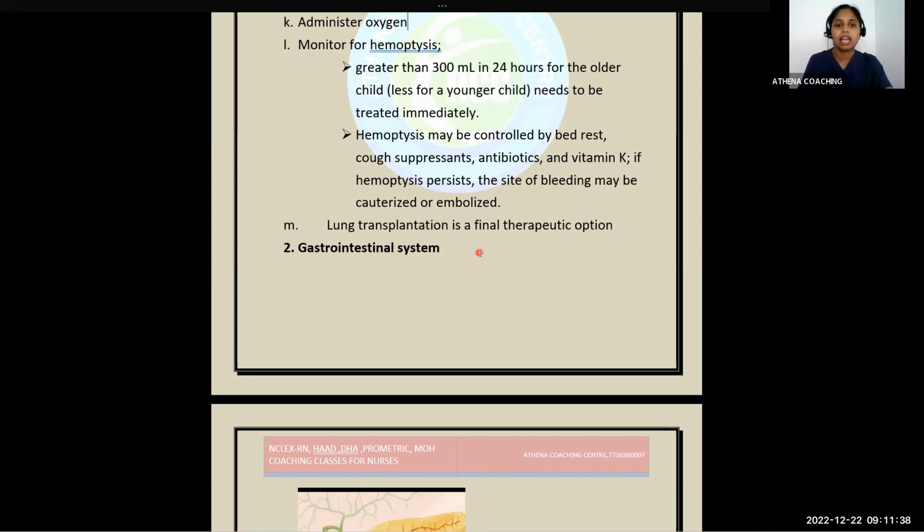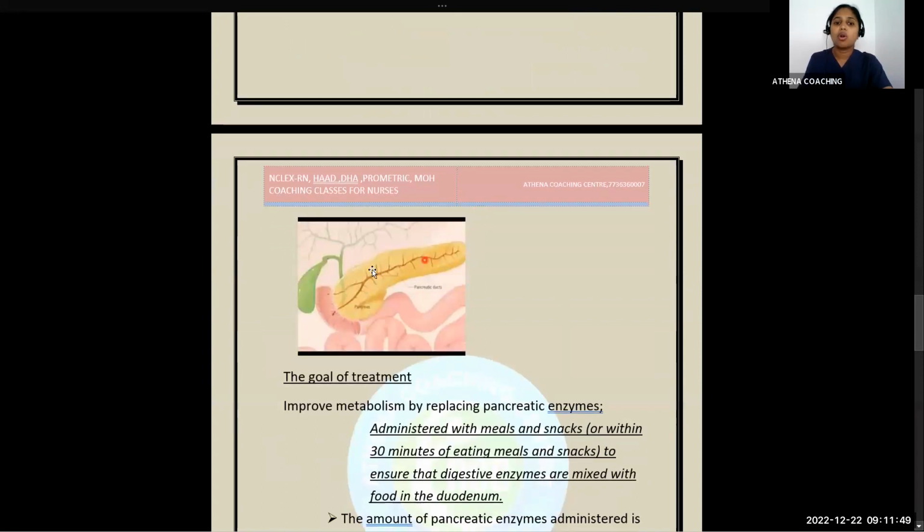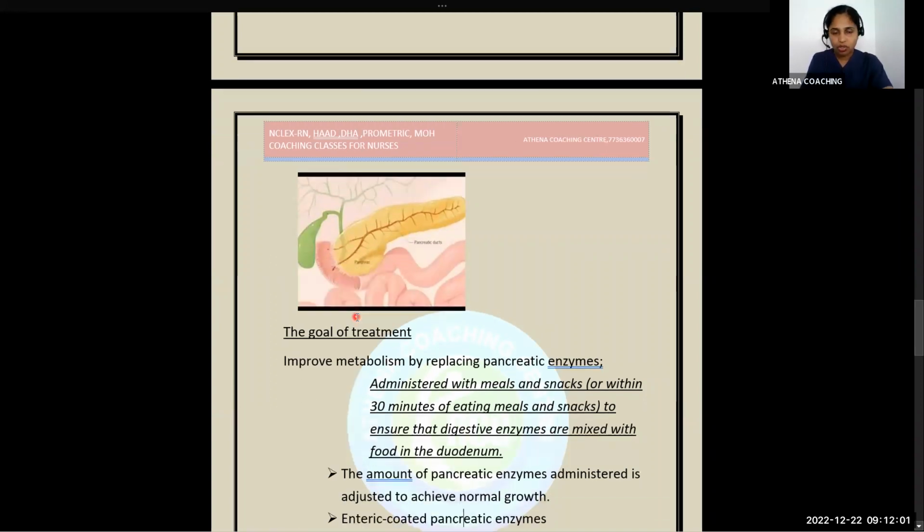Okay. And in terms of gastrointestinal system, what are the points that you need to remember? See, in gastrointestinal system, exactly what happens. Normally, all these exocrine secretions from the pancreas are not easily coming to the duodenum. As a result, metabolism gets affected. So that is the pathophysiology.